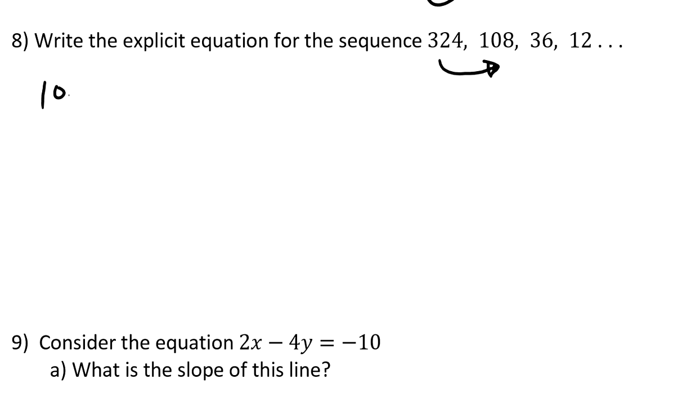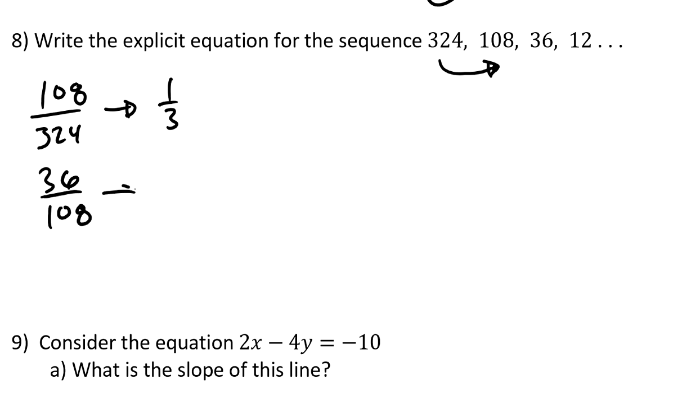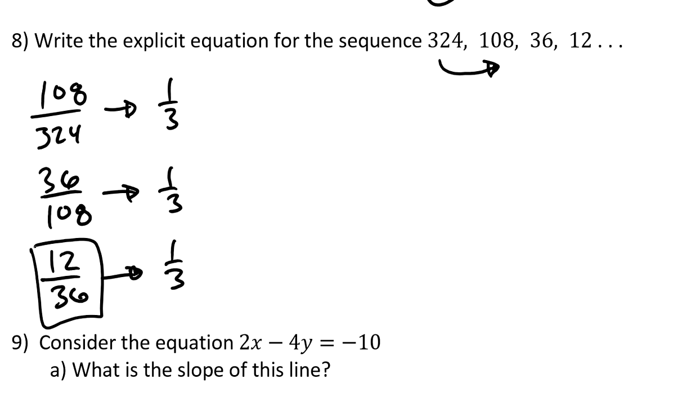In other words, 108 divided by 324 is the fraction 1/3. I'm dividing by 3 or multiplying by 1/3, same thing. If I take the 36 and divide it by 108, that also is the number 1/3, as is 12 divided by 36. That last one I can absolutely recognize on my own.